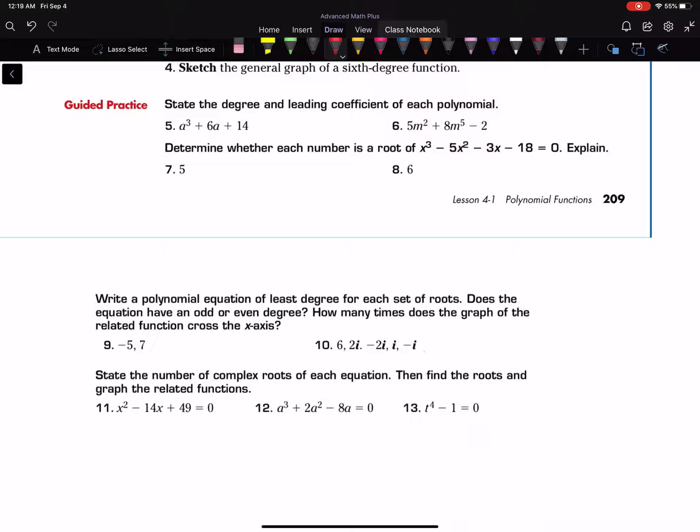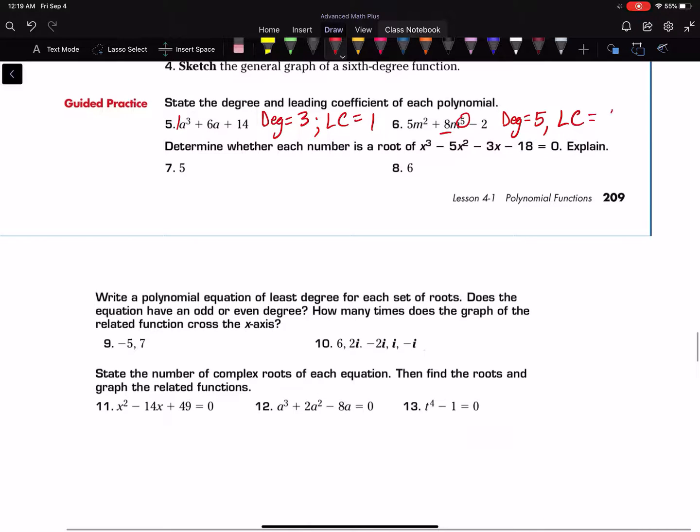So the first one, state the degree and leading coefficient of each polynomial. So these are very easy. The degree here is 3. It's just the highest exponent. The leading coefficient is the coefficient that's in the front of the highest exponent. So that's 1. For number 6, the degree, again, highest exponent would be 5. And the leading coefficient in front of that 5 is 8. That's all there is to those.